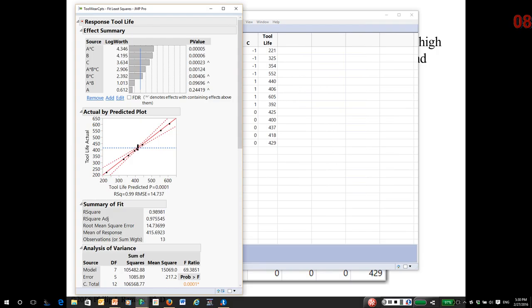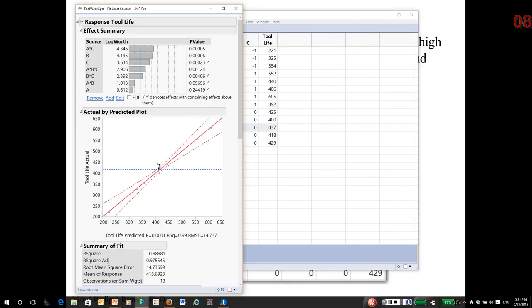Okay. Notice in the actual by predicted plot, if I blow it up, you can actually see the center points. And the average of those center points, if you just visually tried to average them, fall right in line with the factorial points. That would indicate there really is no curvature. The average at the center is pretty close to the average of the factorials, because again, it falls right in line in the plot.